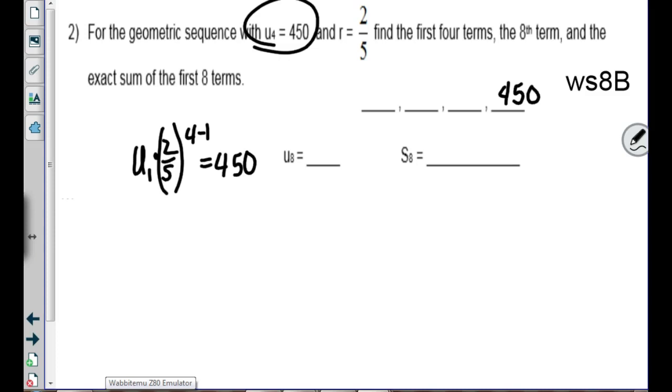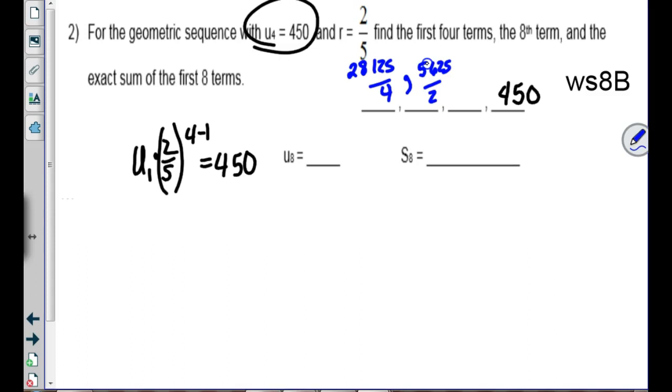So 450 divided by the quantity 2/5 to the third. I got a lovely, it's a decimal that you could leave exact if you wanted, but 28,125 over 4. That would be the first term. If I multiply that by 2/5, I get 5625 over 2, and you could leave it a decimal, I don't care, as long as it's exact.